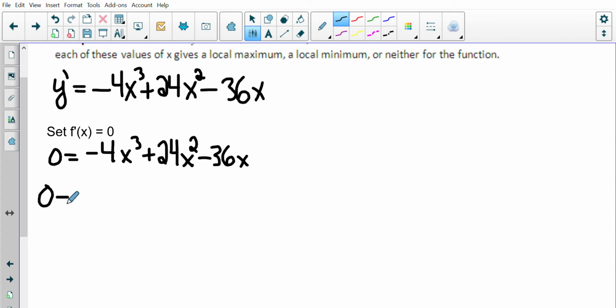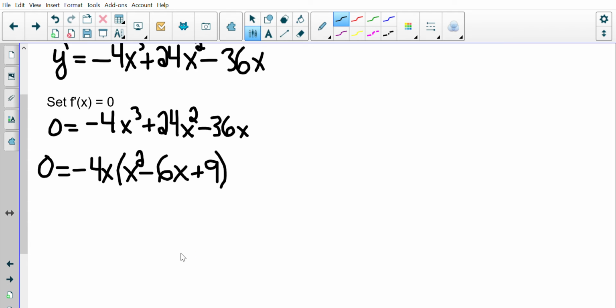I know that 4 goes into all of them, and they also have an x. They have a 4 in common and an x in common. In fact, because I have a 4 here and a negative 4, I'm going to factor out a negative 4x. And so my first term here would be x squared. That might help me for factoring. Divide 24 by negative 4, I'd get negative 6. Take an x out, and I'm going to get a positive 9 here. All right, so there we go. I just common factored a negative 4x.